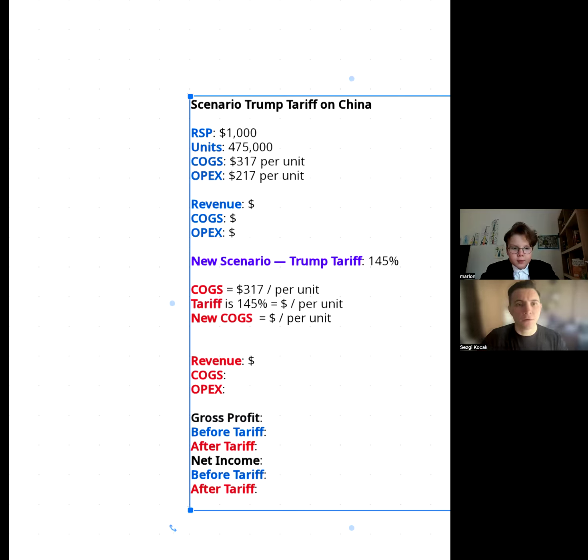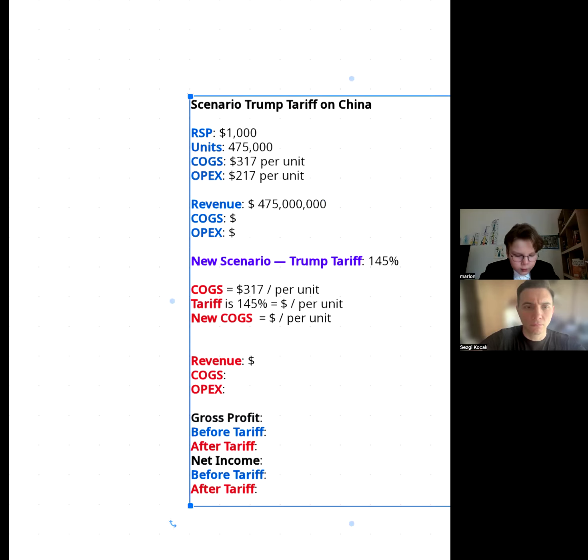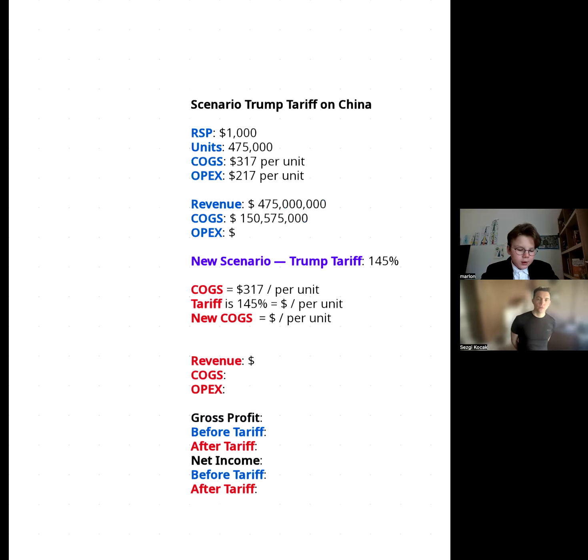$475 million. Find out for me the total COGS now. To get the entire COGS, not per unit, you need to multiply COGS with the units, which would be 150 million 575,000. That's correct. Get me the OPEX now. The OPEX multiplied by the units would be 103 million 75,000.